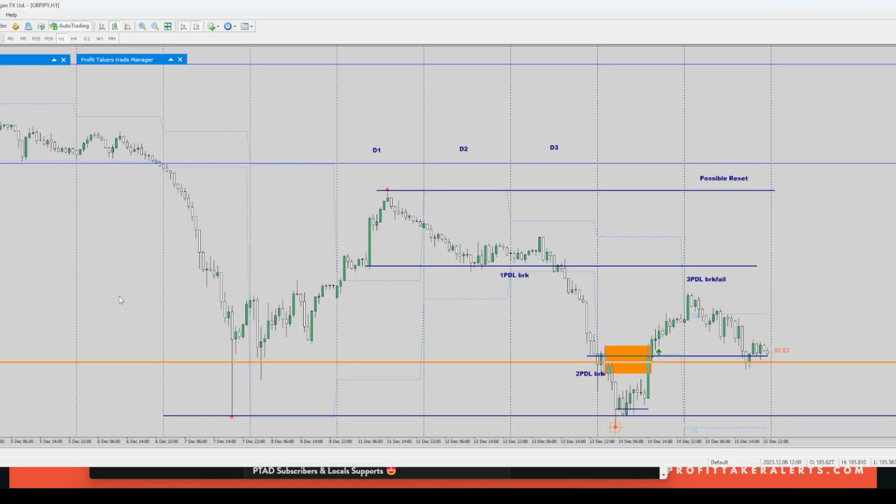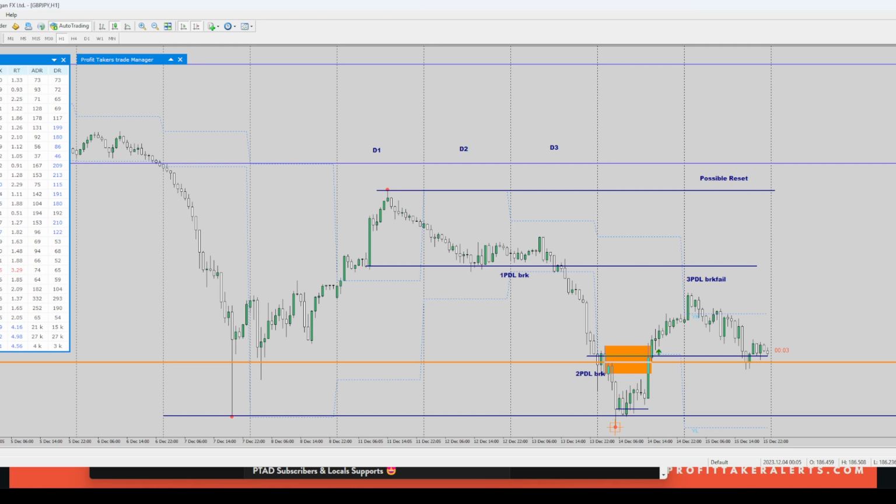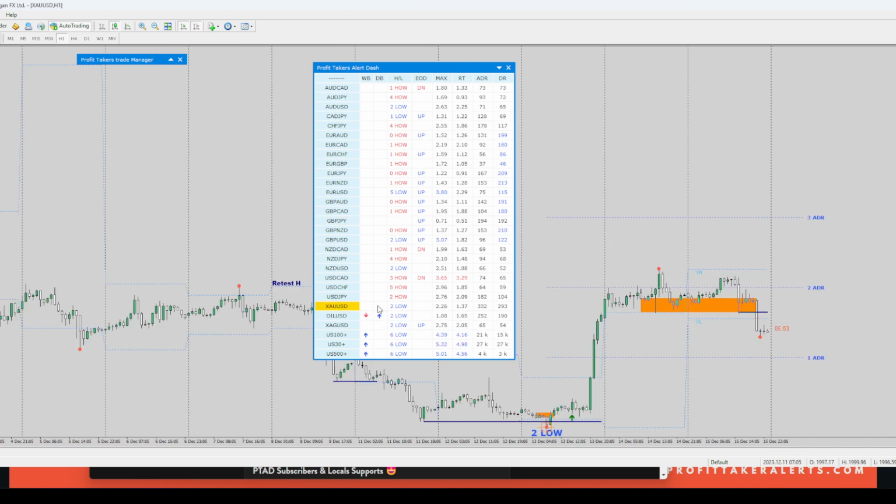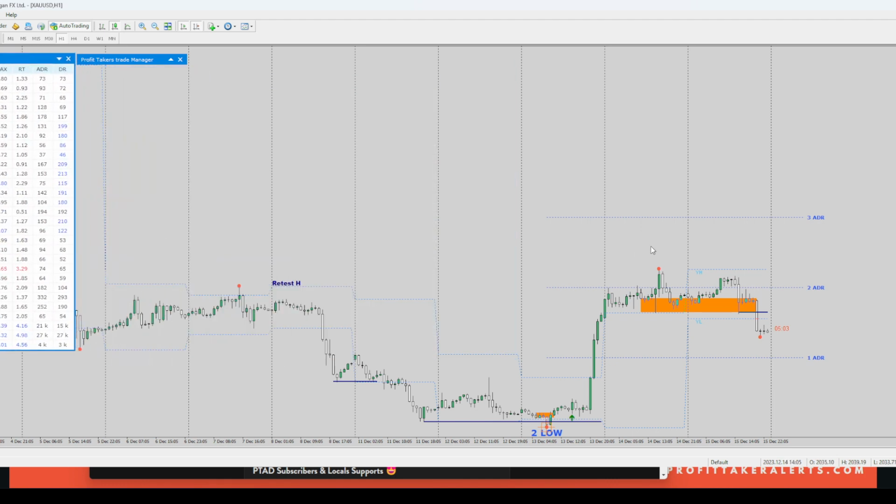Last but not least, we can look at the profit takers alert dashboard, right? And the trade setups that I'm talking about. So I have these categories here, as you can see, I'm clicking on gold. We have 2 low of week, right? Basically the 3-day trade setup that happened this week.